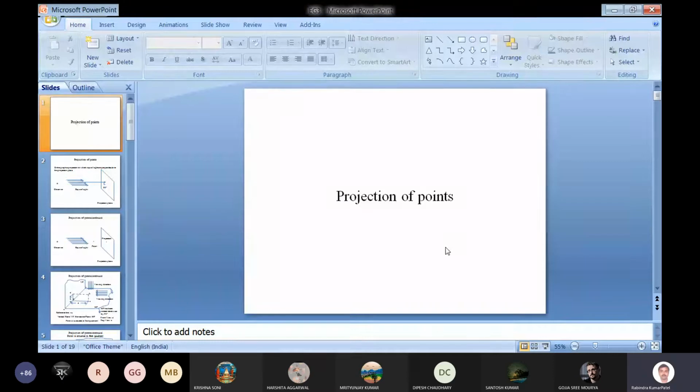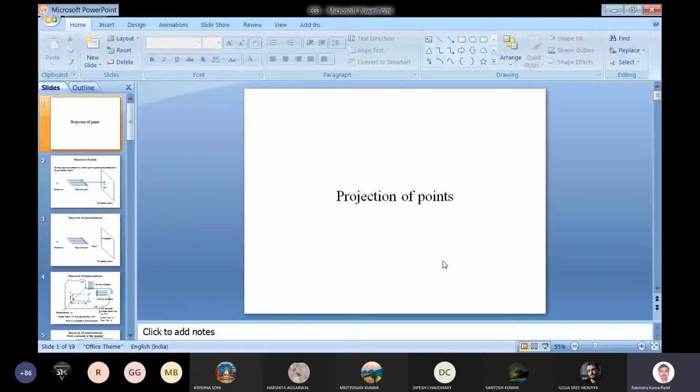So projection of points and projection of lines are basics of projection. They are different entities, like from points we can make lines. Infinite number of points can make a line. So first of all, we will go through the projection of points, then projection of lines.